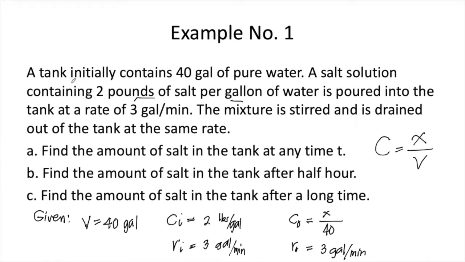Sige, check natin. A tank initially contains 40 gallons of pure water initially. So at time is equal to 0. Our concern is the amount of salt inside the tank. So ano yung amount ng salt sa tank initially? Since nabanggit dito na pure water siya, so you're right, diba? X is equal to 0. So this condition will be used later to solve for the arbitrary constant. So ayan, binibigyan ko na kayo ng idea.